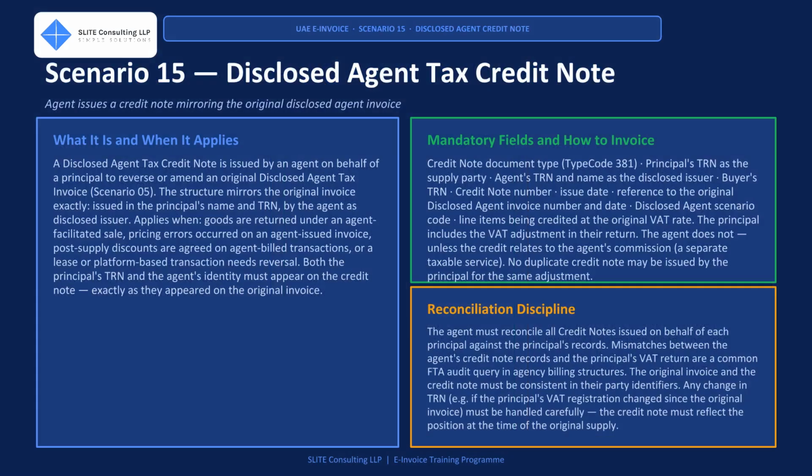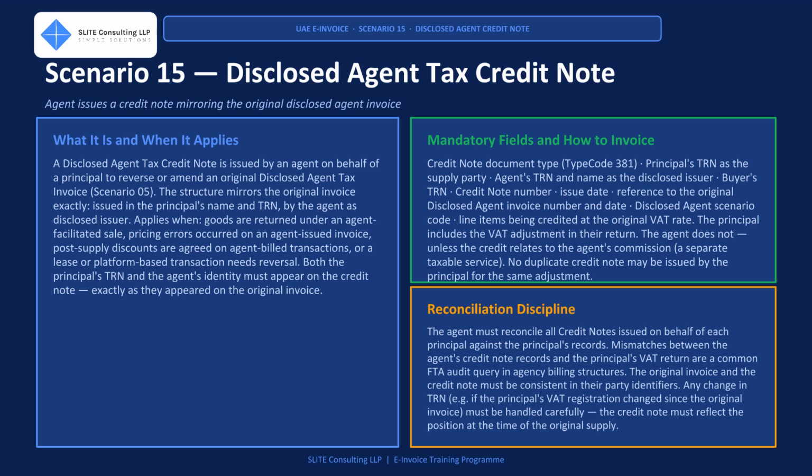Scenario 15 is the disclosed agent tax credit note issued by an agent on behalf of a principal to reverse or amend an original disclosed agent tax invoice from Scenario 5. The structure mirrors the original invoice exactly. Issued in the principal's name and TRN by the agent as disclosed issuer. Applies whenever goods are returned under an agent-facilitated sale, pricing errors occurred on an agent-issued invoice, post-supply discounts are agreed on agent-billed transactions, or a lease or platform-based transaction needs reversal.